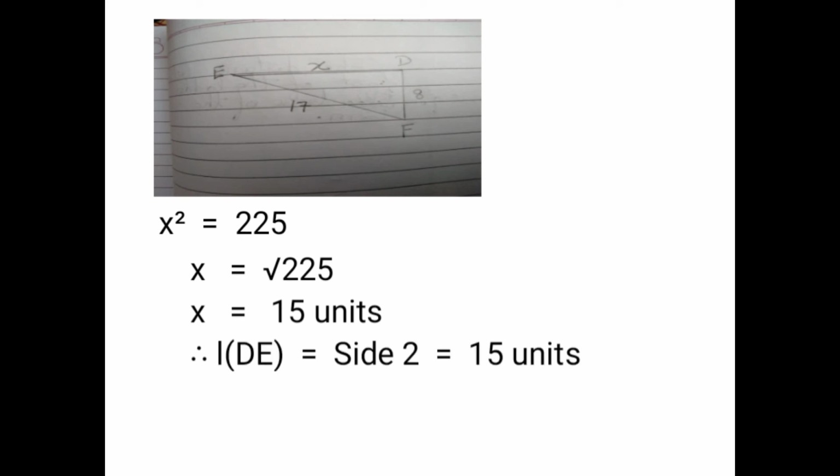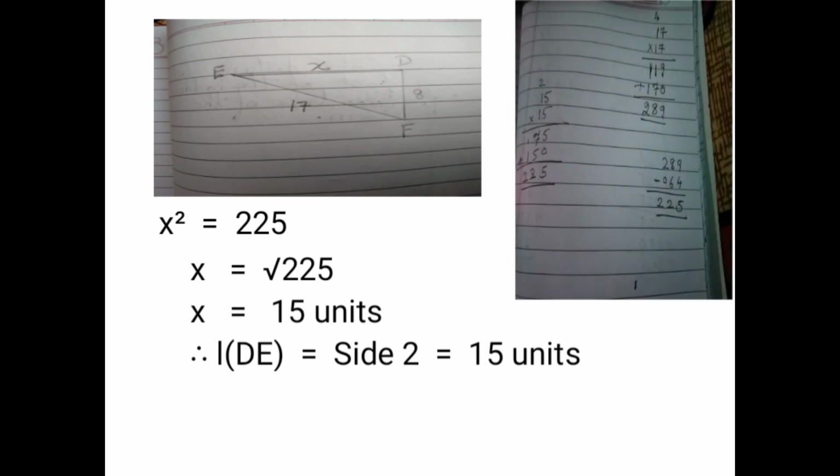X square is equal to 289 minus 64, which gives 225. Now you have to remove the square symbol. X is equal to square root of 225. Square root of 225 is 15. X is equal to 15 units. Therefore, length of DE is equal to side 2 is equal to 15 units.